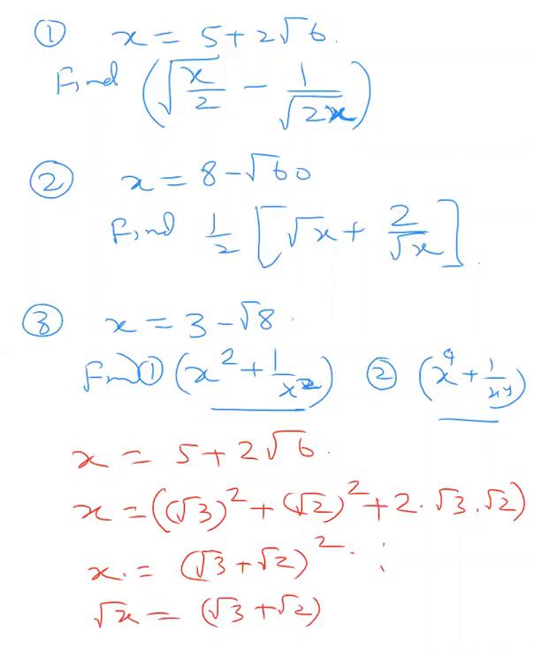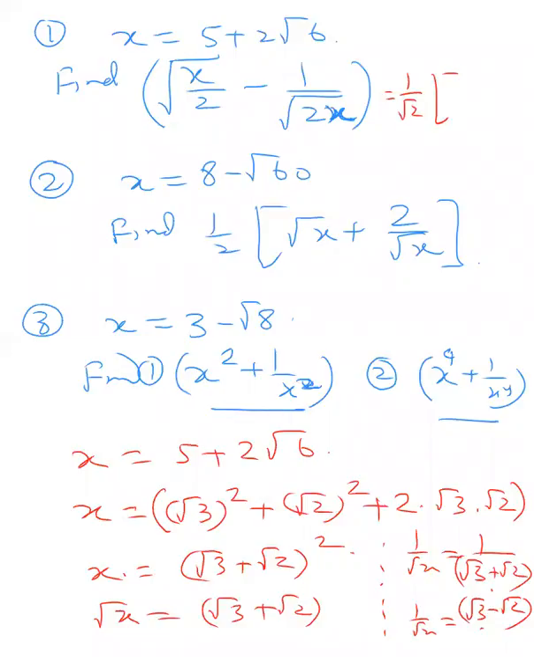Similarly, I can say 1 by root x is equal to 1 by (root 3 plus root 2), or after multiplying with the conjugate, 1 by root x is equal to root 3 minus root 2. In this question, root 2 will be common out. This is root x minus 1 by root x. Root x was root 3 plus root 2, and 1 by root x was root 3 minus root 2. When we subtract both, I get 2 root 2, root 2 cancels out, and the answer is 2.